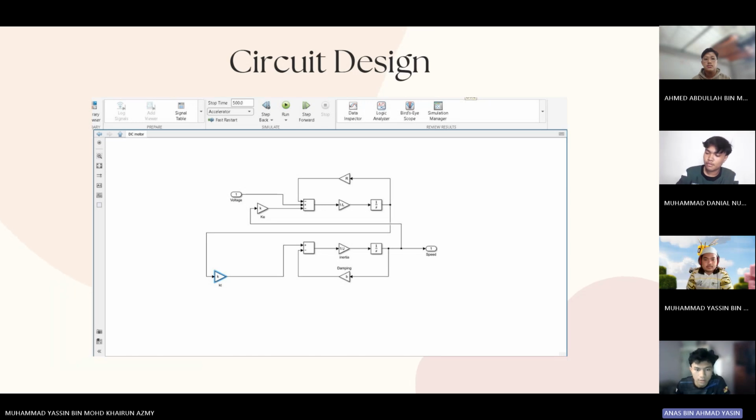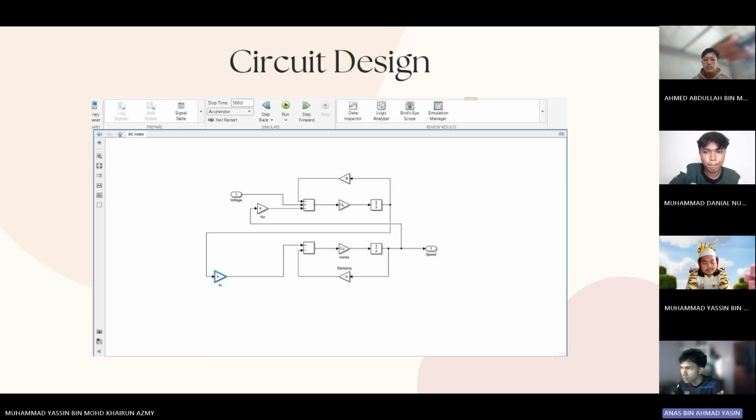So this is the circuit design for task 2. And actually this Simulink model represents the complete physical behavior of a DC motor by mathematically simulating both the electrical and mechanical systems. So let's walk through it step by step. First is the electrical subsystem, which is the upper part of this circuit diagram. The model starts with a voltage source input. This is the electrical energy supplied to the motor.